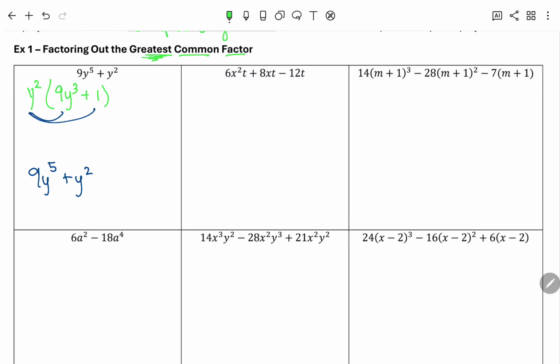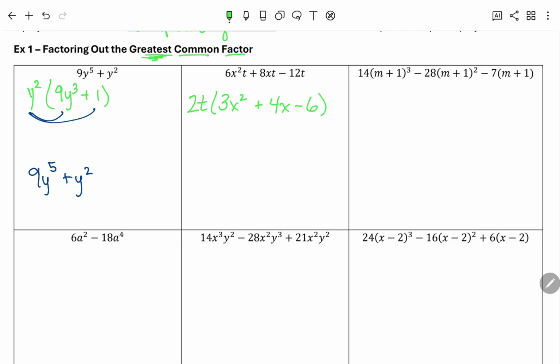Here I have a 6, an 8, and a 12. So the greatest common factor there would be a 2. I have 2 x's, 1 x, and no x's. So x is not a part of the greatest common factor because it's not common to all 3 terms. But there's a t, there's a t, there's a t, so I can pull a t out. This would leave me with 3x squared plus 4x minus 6.